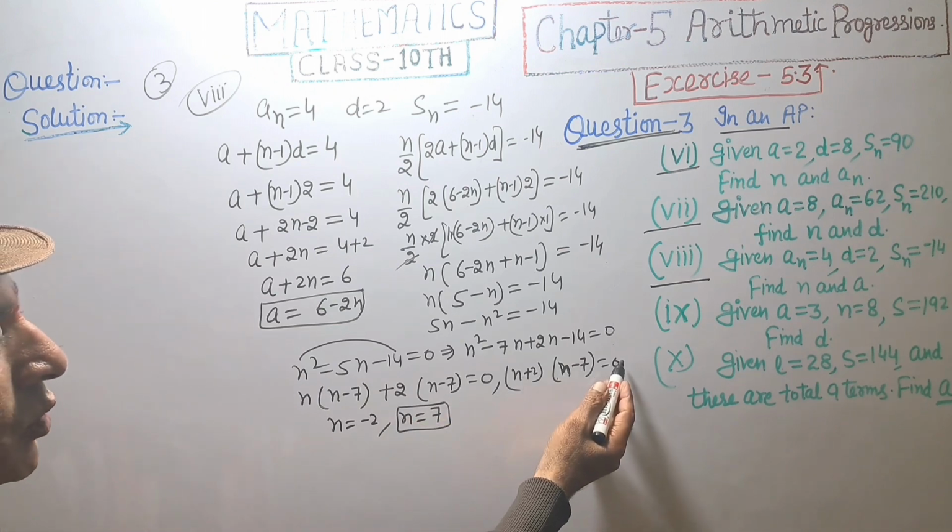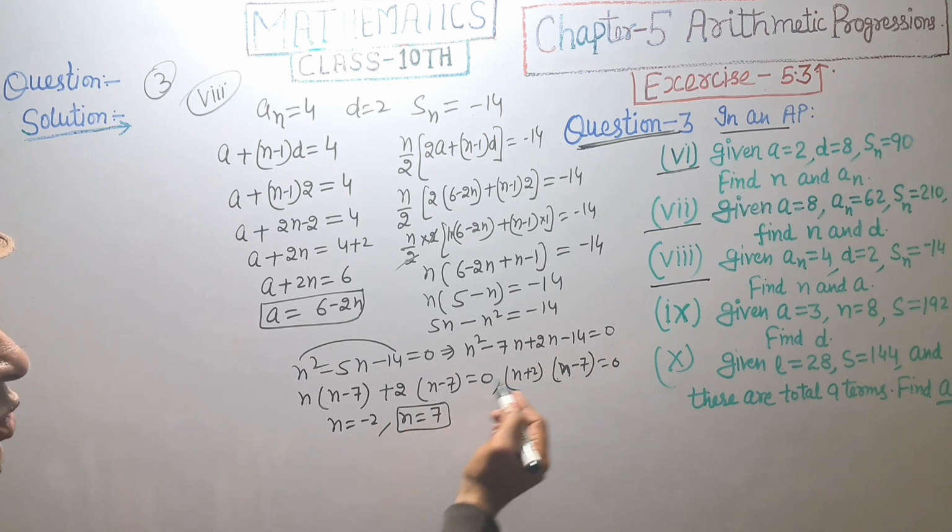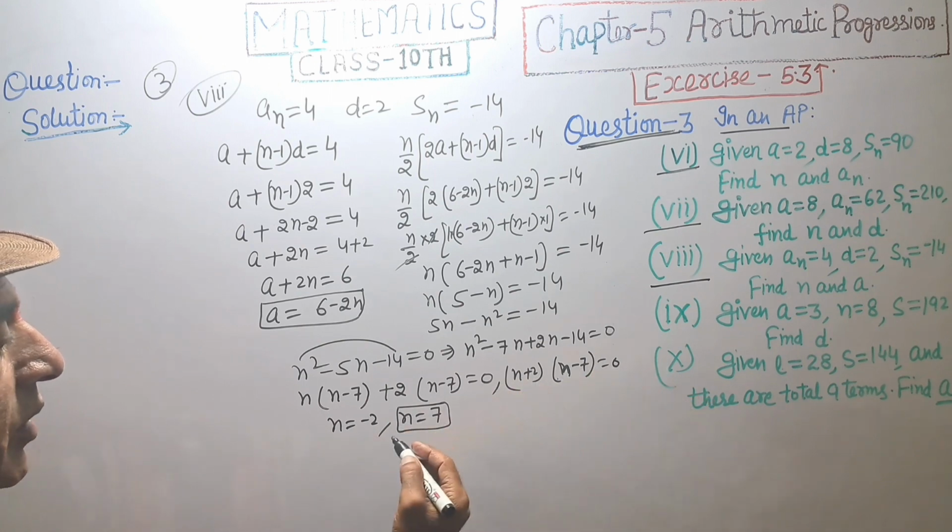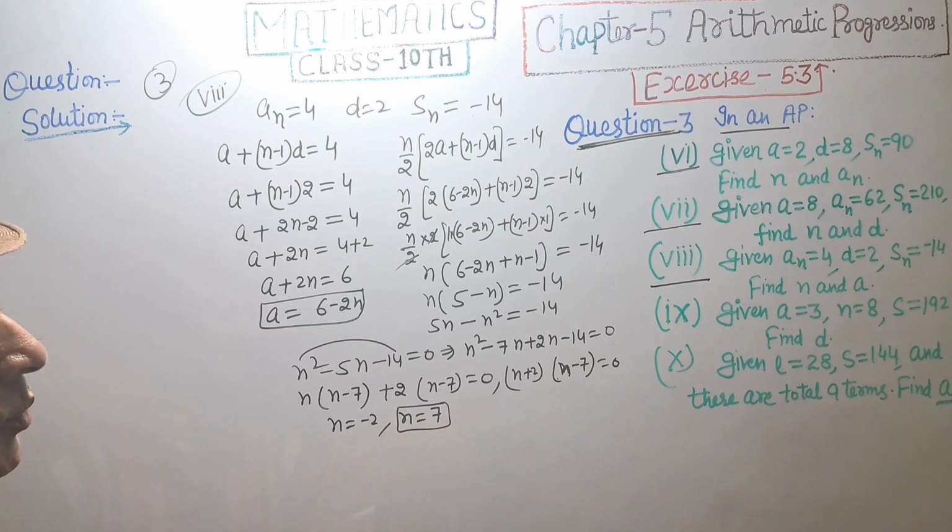N plus 2 is equal to 0 means n is equal to minus 2, and n minus 7 is equal to 0 means n is equal to positive 7.